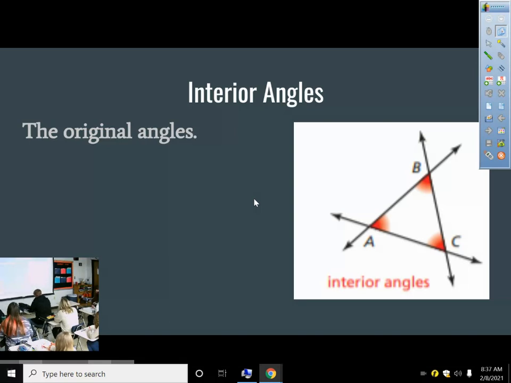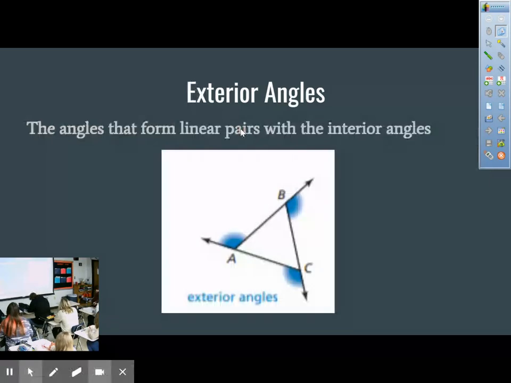All right, and then the exterior angles are the angles that form linear pairs with the interior angles. So write that as the definition first, and I'll give you a second before I show them to you. So exterior are angles that form linear pairs with interior angles.